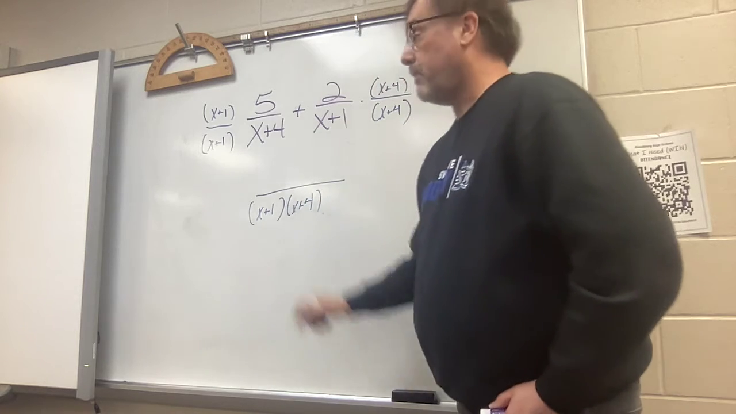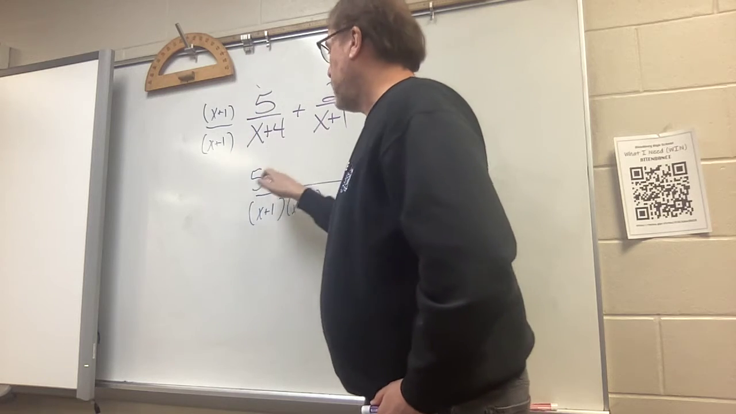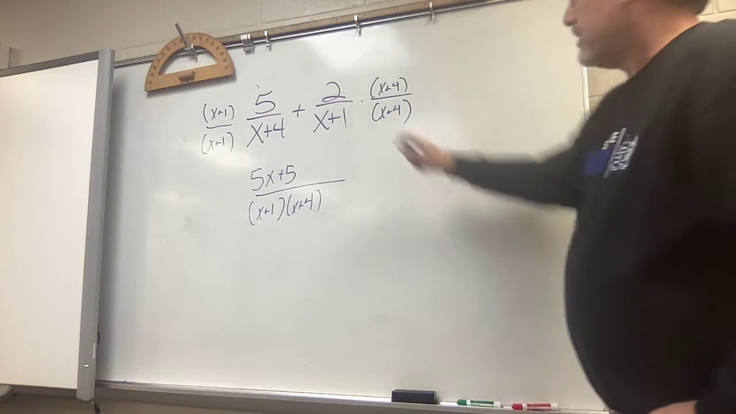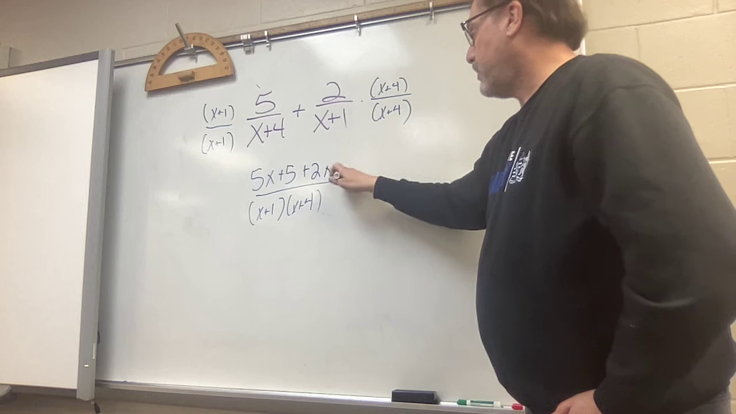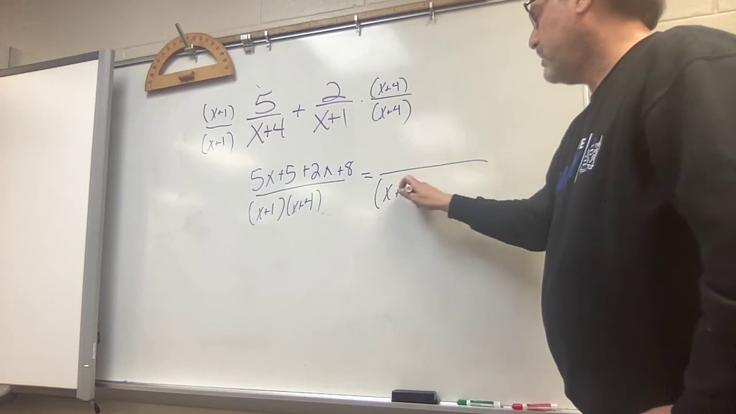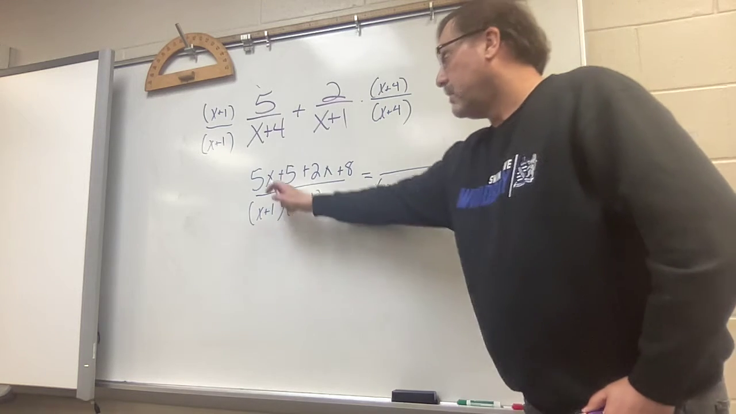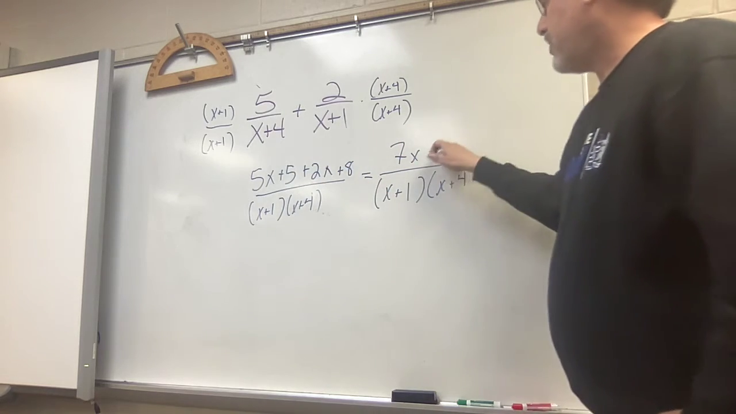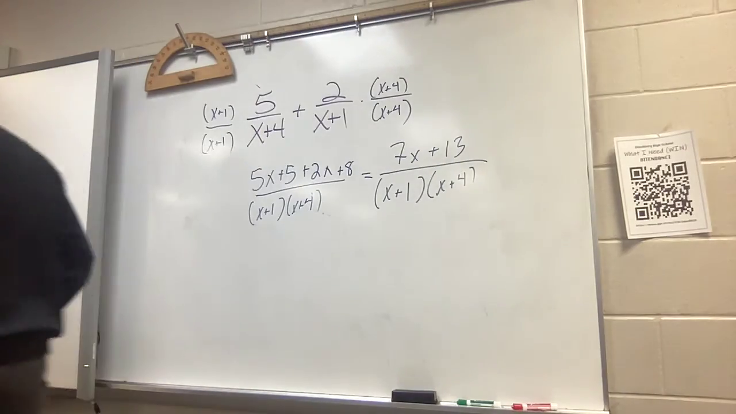And now, distributive property, 5 times x, 5 times 1. Distributive property, 2 times x, 2 times 4. Don't need to touch the denominator. Do need to touch the top. Add 5 and 2, you get 7 x's. 5 and 8, you got 13. That does not factor.